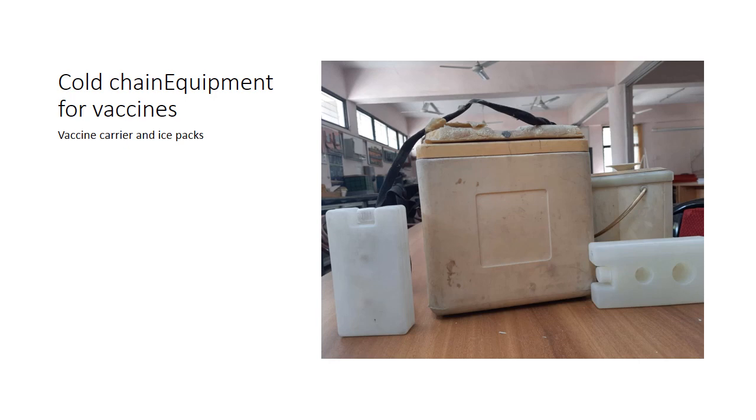We have a range of cold chain equipments in most of the primary health centers. It includes ice line refrigerators, in which most of the vaccines are stored from a week to 6 weeks. Then deep freezers, which are used for preparing frozen ice packs.